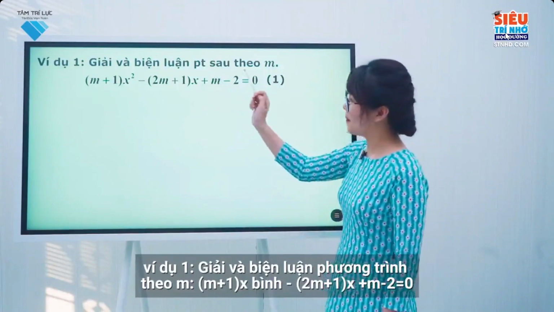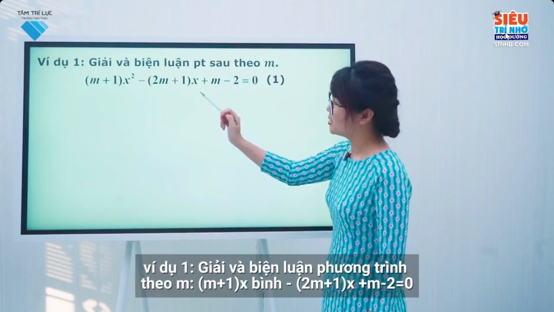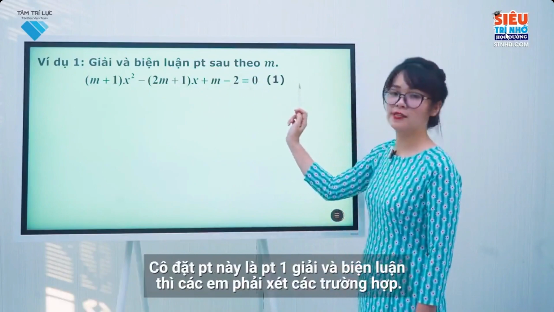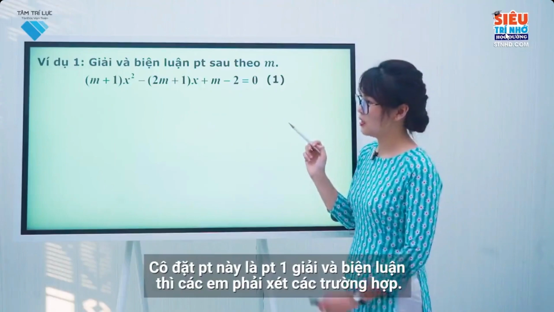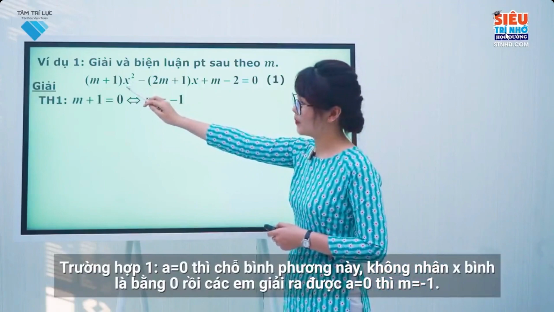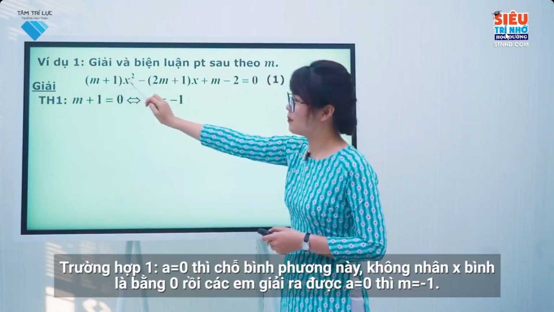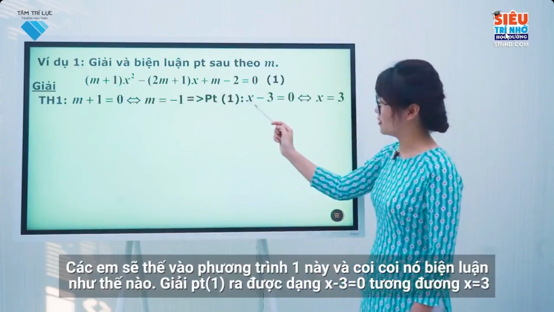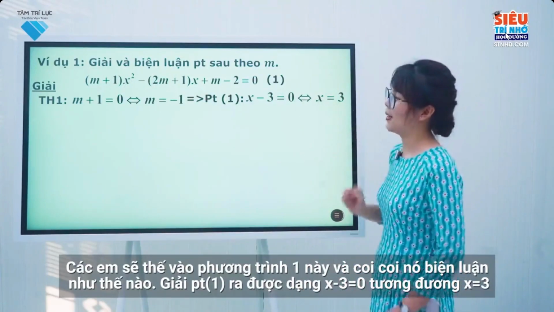Example 1. Solve and discuss the following equation for m: (m plus 1) times x squared minus (2m plus 1) times x plus m minus 2 equals 0. I see this as equation 1. To solve and discuss it, you need to consider the following cases. Case 1. a equals 0. So a is m plus 1, so 0 times x equals 0. Solve this equation, so when a equals 0, m equals negative 1. Replace m by negative 1 in equation 1, and you get x minus 3 equals 0, so x equals 3.